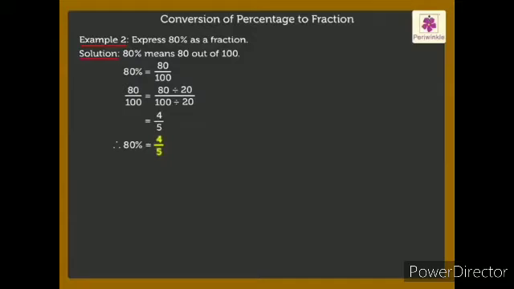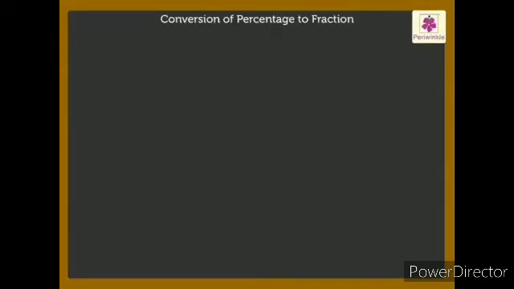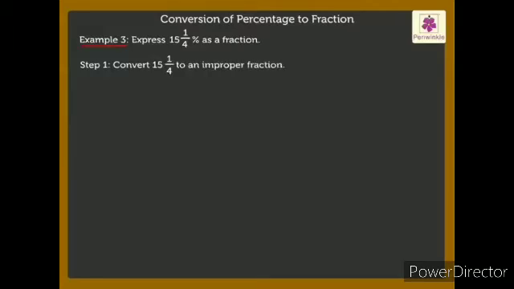Now, let's solve a different type of example. Example 3. Express 15 and 1 upon 4% as a fraction. Step 1. Convert 15 and 1 upon 4 to an improper fraction. Therefore, 15 and 1 upon 4% is equal to 4 into 15 plus 1 upon 4, which is equal to 61 upon 4%.